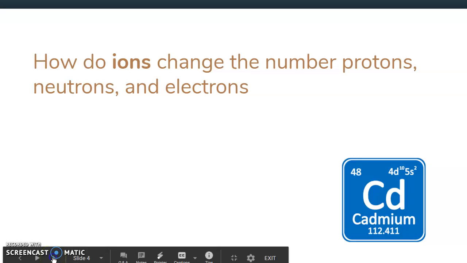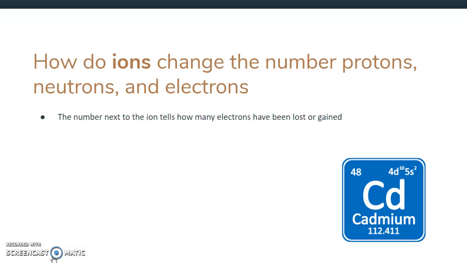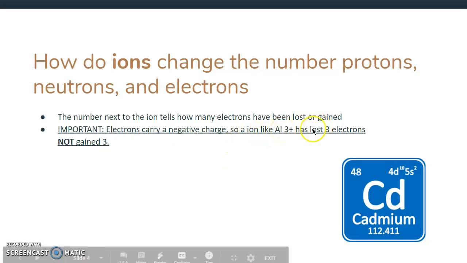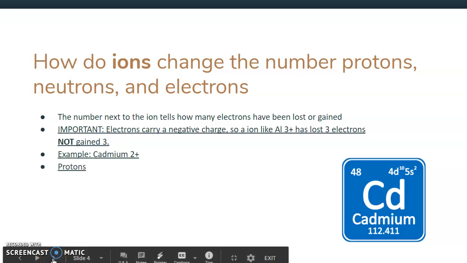So how does this work with an ion? The number next to the ion tells how many electrons have been gained or lost. Like we mentioned with our examples, aluminum 3+ has lost 3 electrons, not gained 3, because electrons carry a negative charge. Another great example that we talked about was cadmium 2+. So cadmium has lost 2 electrons.